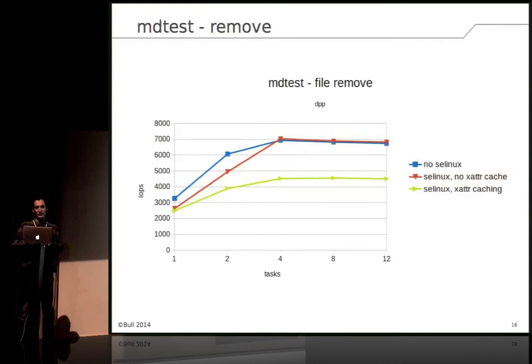Again, with extended attribute enabled, the performance is slower because in that case we will have to fill the cache when the getxattr operation occurs before removing the file. So this is a completely useless operation occurring here.